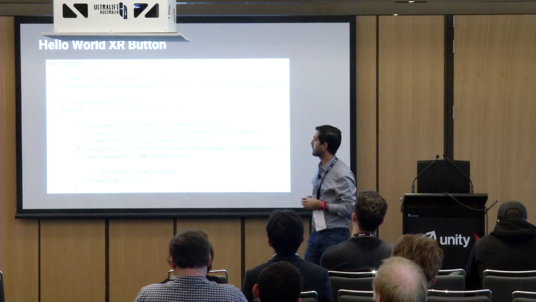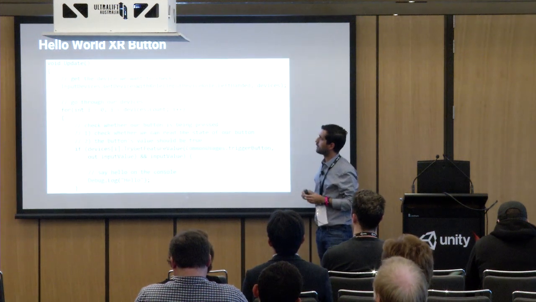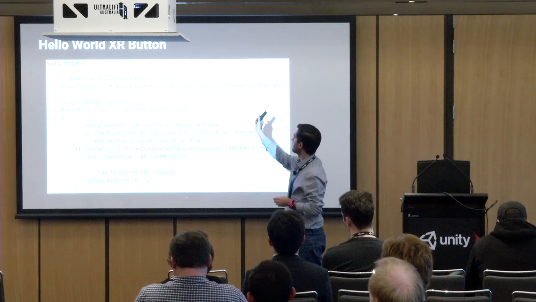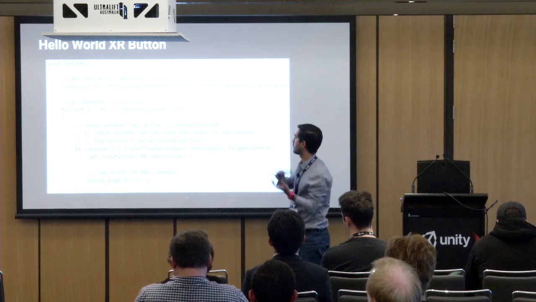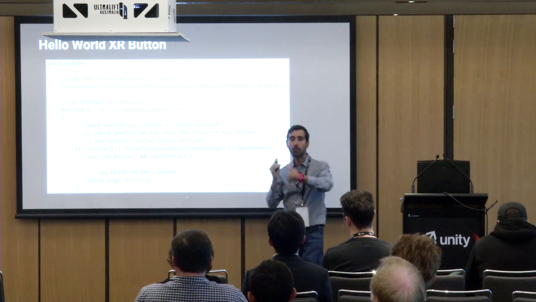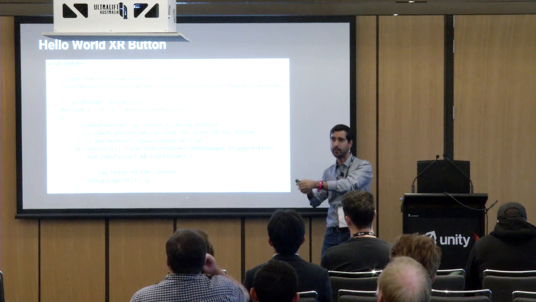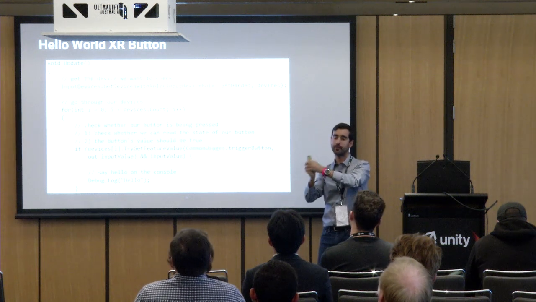So if we look at some code, we basically start by getting the devices that are either left hand or right hand, it's called the role. And then we go over all of these devices. We check whether the button is being pressed and whether the value of the button is the value that we want it to be.